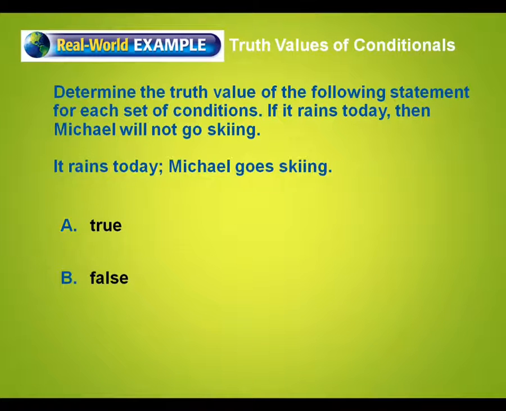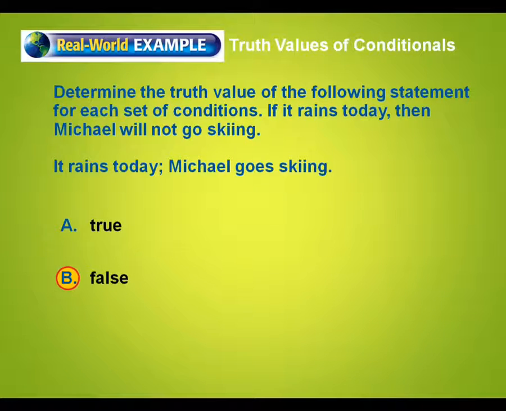Okay. Let's look at this one. If it rains, he will not go skiing. Same conditions. It rains today. Michael goes skiing. This one's going to be false, right? Because he followed the hypothesis. He followed the if statement. But the conclusion, the outcome, was different. I said he would not go skiing. He did go skiing. Therefore, it's false. The hypothesis was followed. The conclusion was not what was expected.